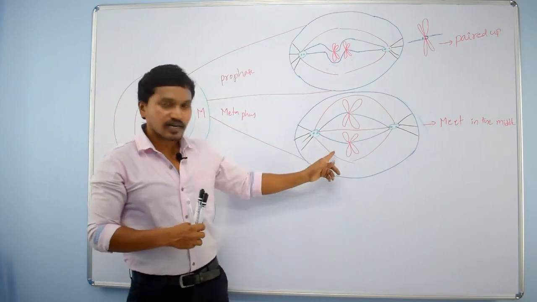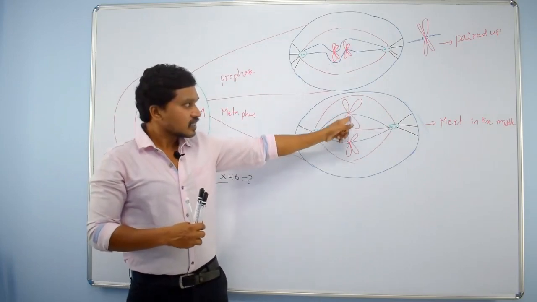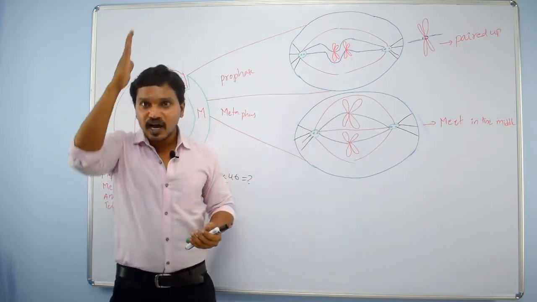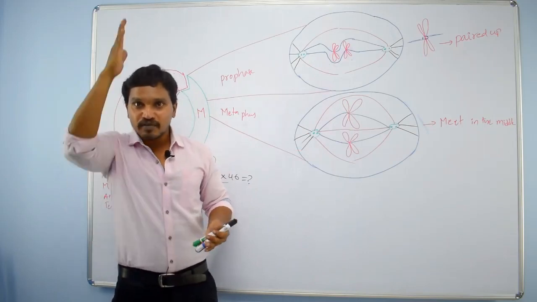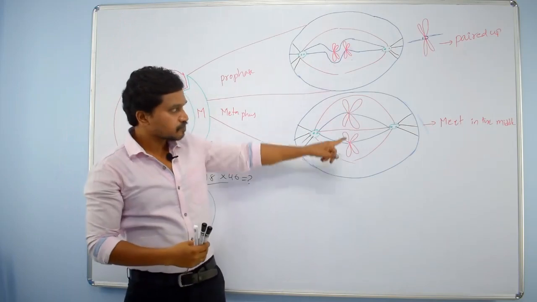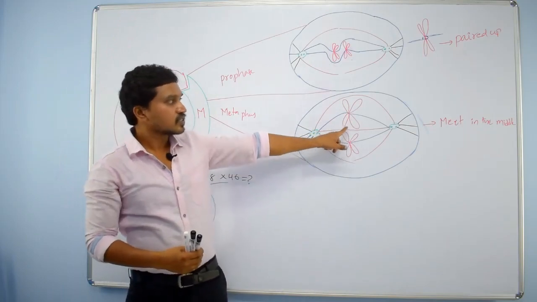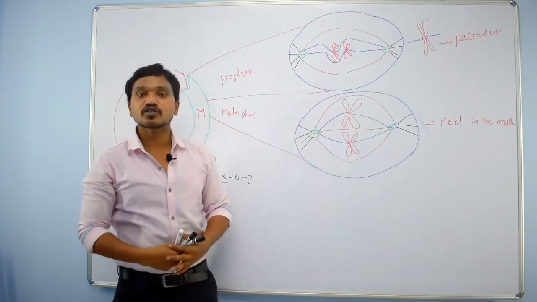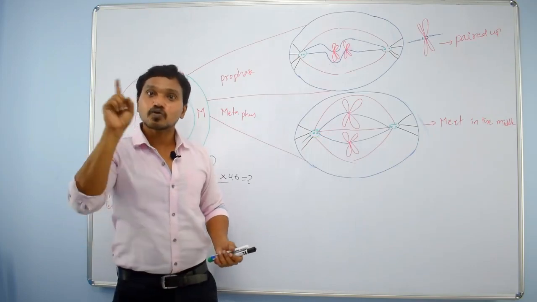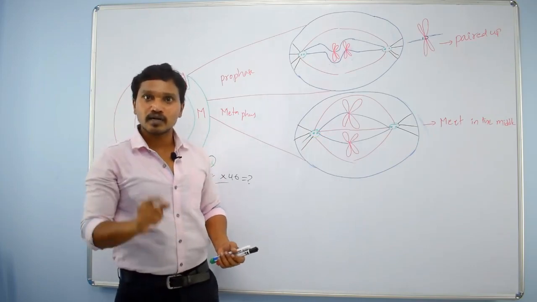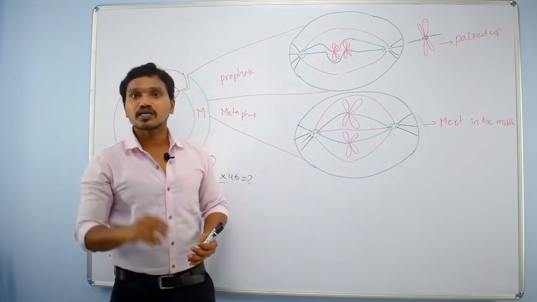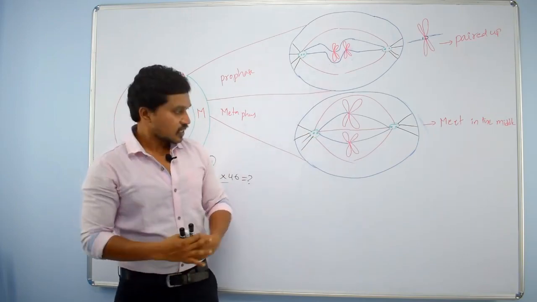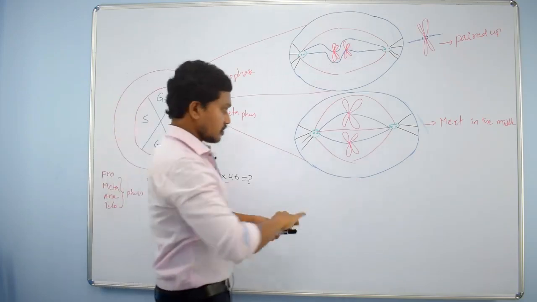When they start contracting, here the centromere splits longitudinally. When it splits longitudinally, here these are sister chromatids. These sister chromatids become daughter chromosomes. So they split and form two daughter chromosomes, right? Let me draw that structure here.